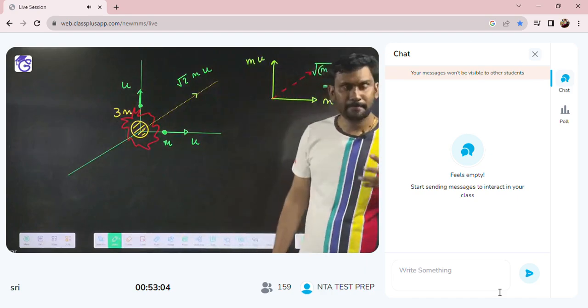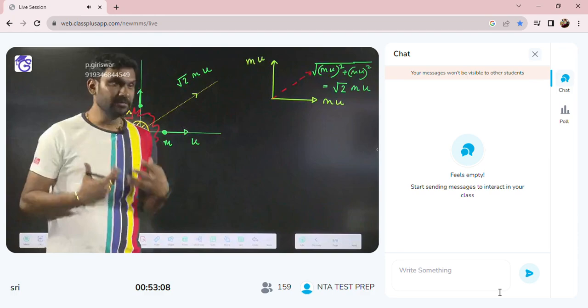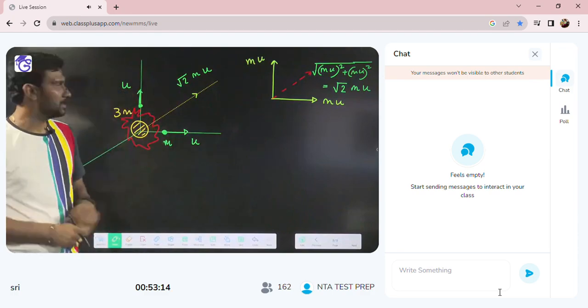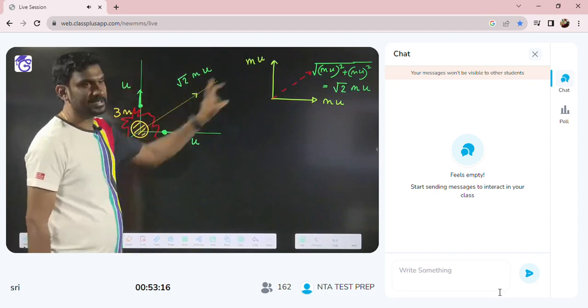ठीक है? Resultant. Yes, Divya. Resultant. So discussion is important. Understand? You have to have the feel कि physics क्या चल रहा है यहाँ पे? What is the physics going on? So there is a net momentum of root under 2mu because of these two particles in that direction.